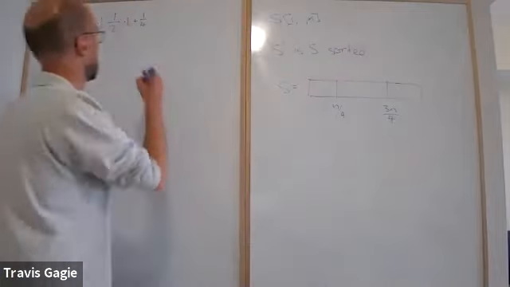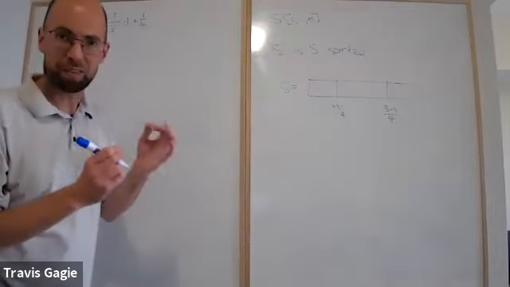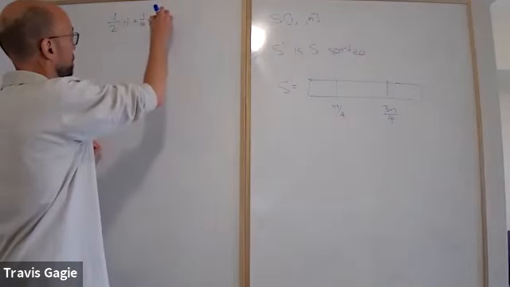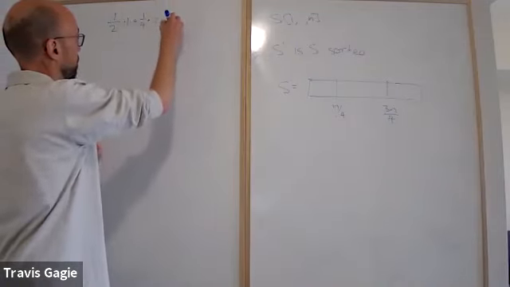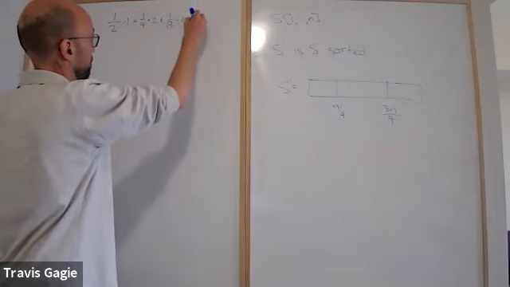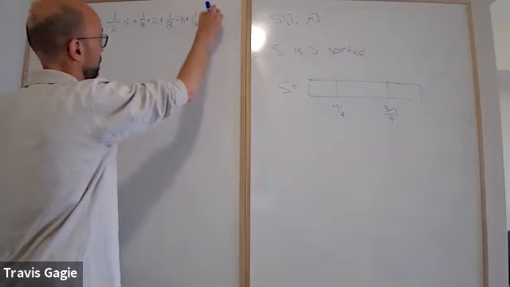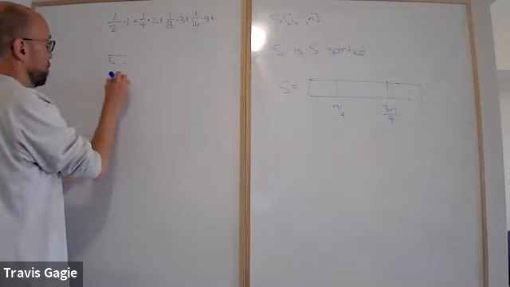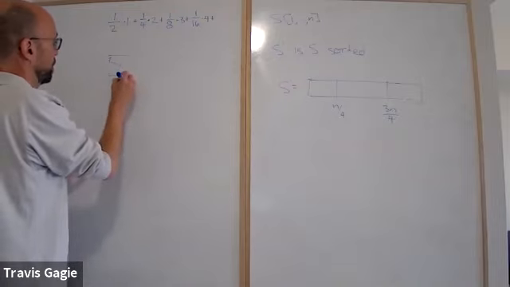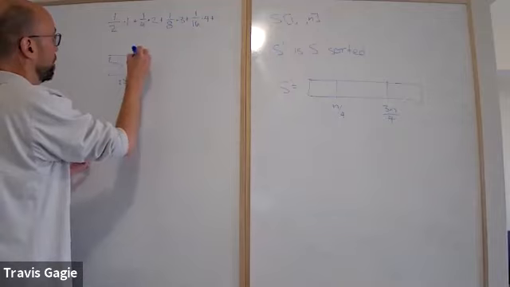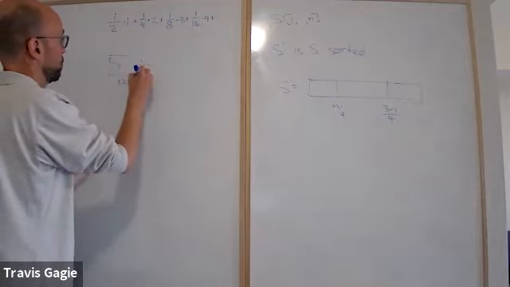So probability a quarter. I actually went into a bit more detail in the lecture notes. So that's a quarter times two plus an eighth times three plus a 16th times four plus and so on. So this is the sum over i greater than or equal to one of i over two to the i.